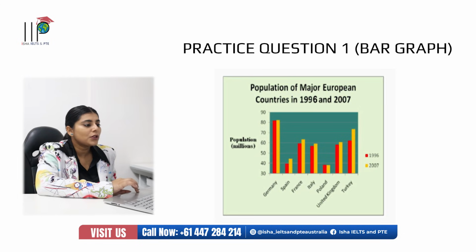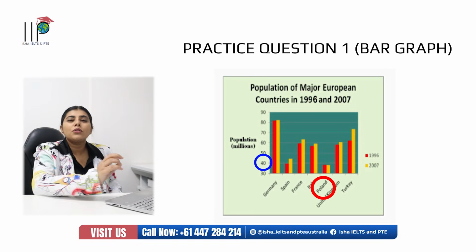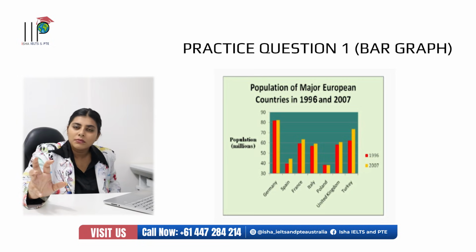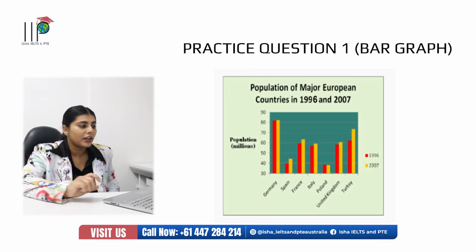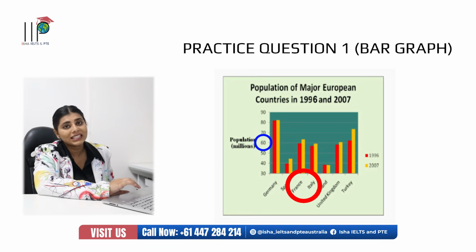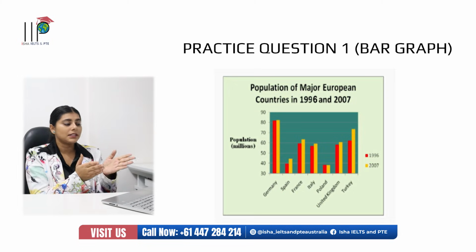whereas the minimum aspect over here is in the category of Poland, because Poland is having minimum population, which is around 40 millions. You don't have to be really exact, even if you want to use the words like approximately or around, it should be totally fine. Over here, if you will consider France as well as Italy, they are having almost equal population, which is around 60 millions. So these will be the three aspects that we'll be discussing in our sample answer.